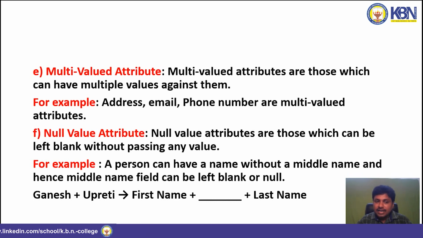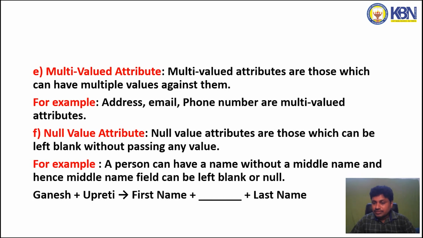And next we go for the null valued attributes. Null valued attributes are those which can be left without passing any value. Suppose a customer fills in his data, his name, without a middle name, like first name and last name. Without a middle name, we leave the middle name blank. So that means we can call that a null valued attribute.